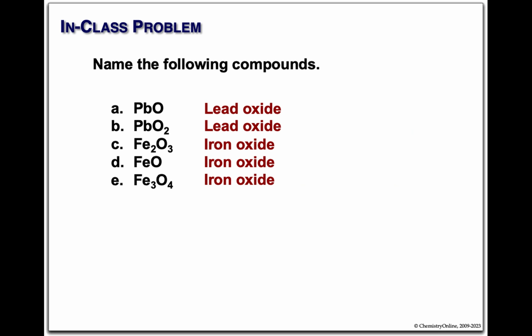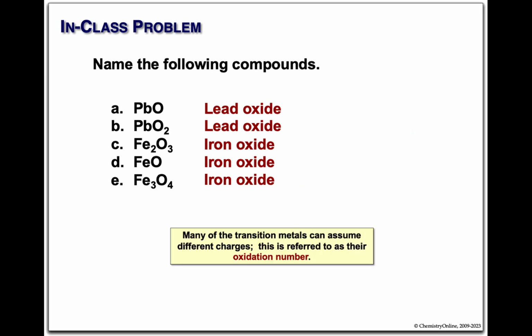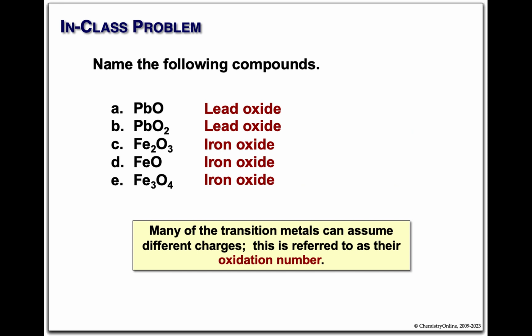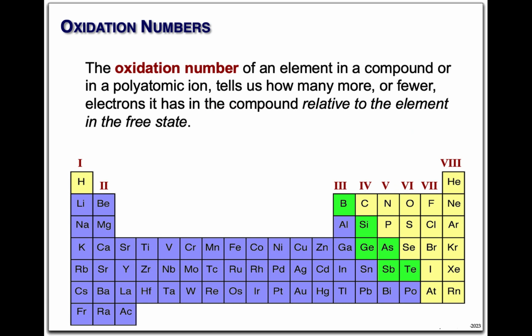The problem is lead and iron are transition metals. These guys in the middle, they can assume different charges. The charge they assume is referred to as its oxidation number. Fancy word, but it's still just the charge. Oxidation number compares the element in the periodic table with the element in your compound. For iron, in the periodic table, it's 0 by definition. In a compound, it can be +2 or +3.